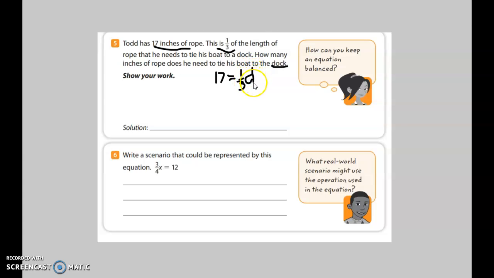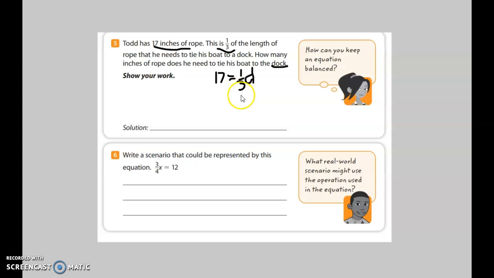Now this part is tricky because we know that when a number is attached to a variable like this, this is multiplication. So technically we should be doing the opposite of multiplication over here, which would be division. But right here we have a fraction, and we want to get this variable by itself. So we need to do the opposite of this fraction, and we need to multiply both sides by the opposite of this fraction. What is the reciprocal of this fraction?